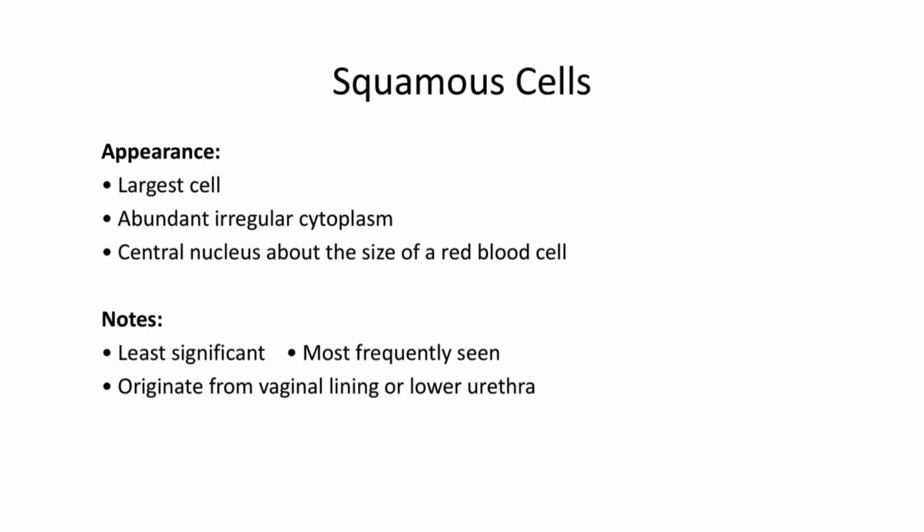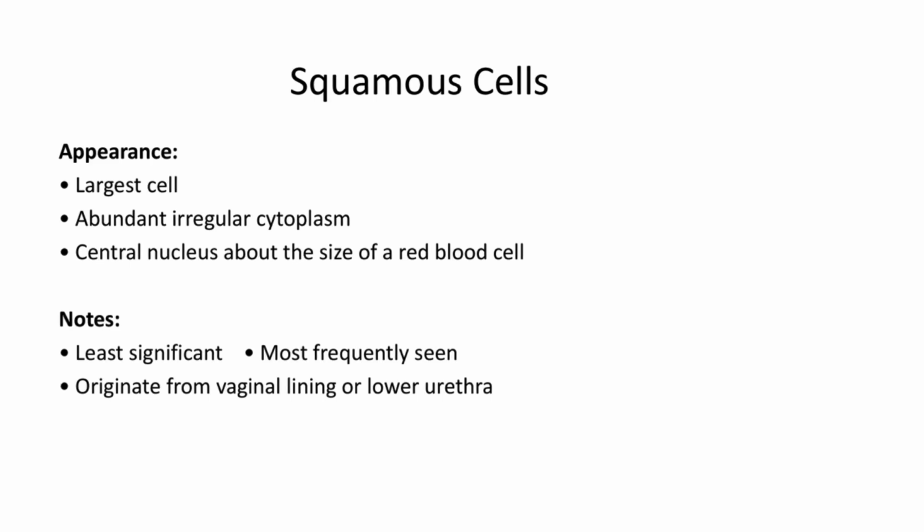Squamous epithelial cells are the largest cells found in urine. They have abundant irregular cytoplasm and a central nucleus about the size of a red blood cell. These cells are the least significant clinically but are the most frequently seen. They usually originate from the vaginal lining or the lower urethra.